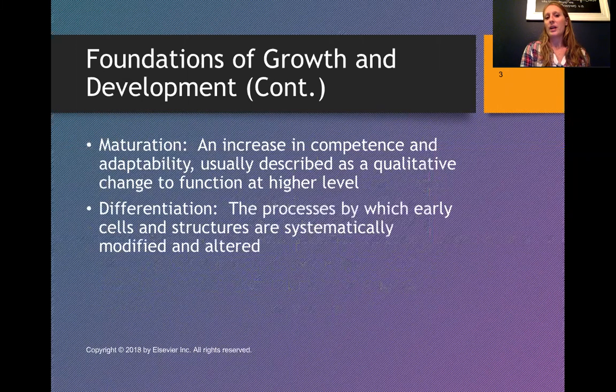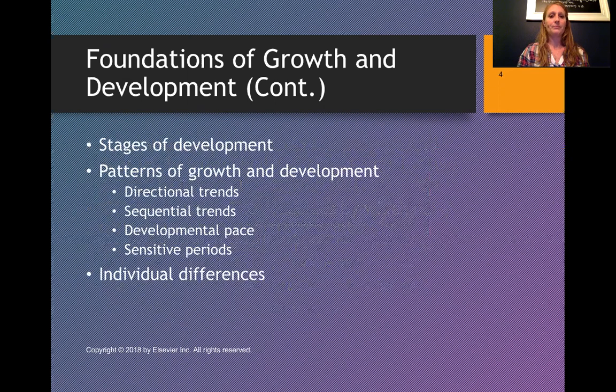The other two we want to look at are maturation and differentiation. So maturation is an increase in the competence and adaptability, which is usually described as a qualitative change to function at a higher level. And differentiation is the process by which early cells and structures are systematically modified and altered. So the differentiation is going to happen early on in the fetus before the baby's even born.